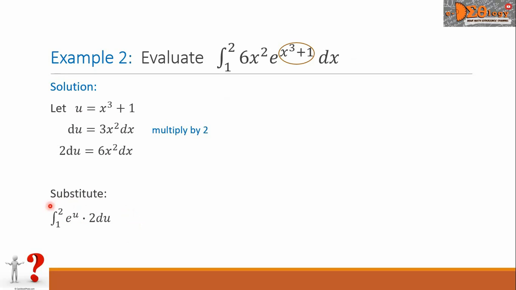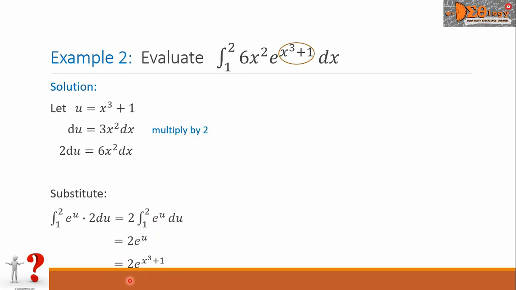We have now this new integral of e to the u times 2 du. Let us simplify this first by putting the number 2 outside the integral sign. We have now 2 times the integral from 1 to 2 of e to the u du. We know that the integral of e to the u du is simply e to the u. So we write 2e raised to u. Returning the value of u, we have 2 times e raised to x cubed plus 1.